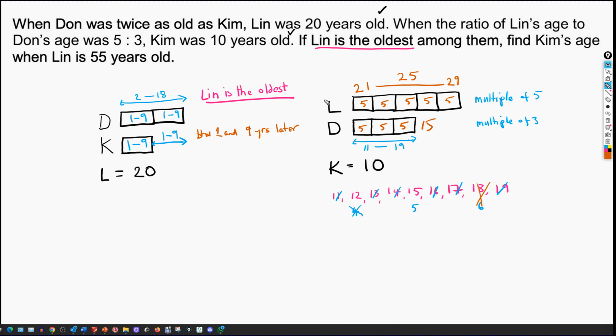So we need to know the difference between Lin and Kim. So if Lin is 25, Kim is 10. So the difference between their ages is 15. As we already established earlier, this remains constant. So when Lin is 55, if we take away the difference, which is 15, we end up with 40. And that is our final answer, that Kim is 40 when Lin is 55.